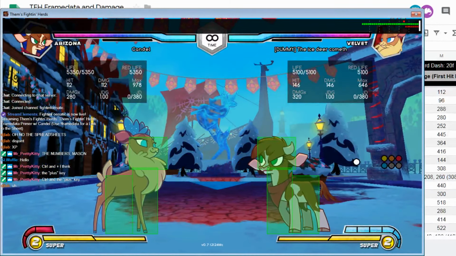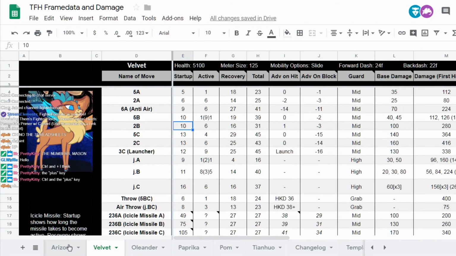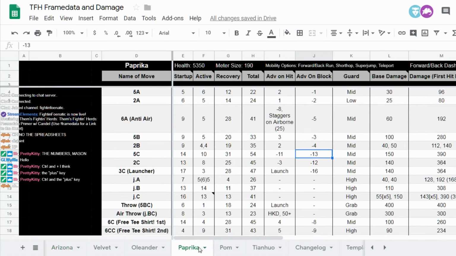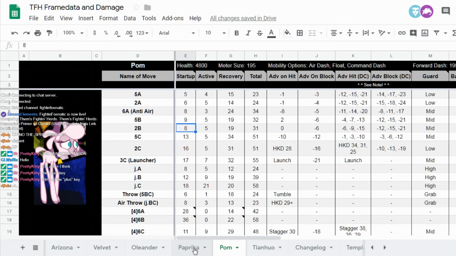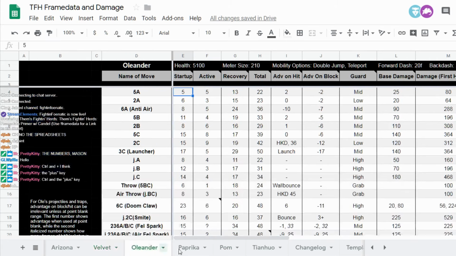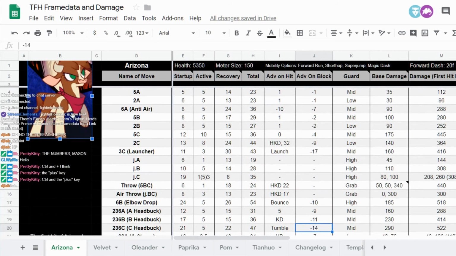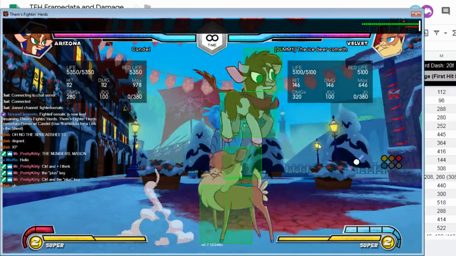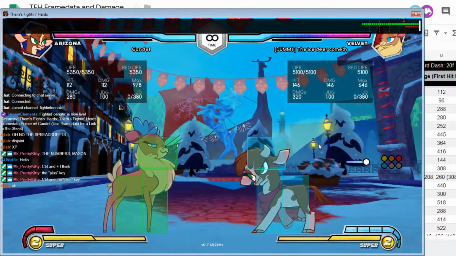So you can look at moves and see how punishable they are. For instance, if we look at Arizona's C headbutt, it's minus 14. Now, most heavies in this game are 12 to 14 frames, so it's going to be hard to time a heavy to punish a C headbutt, but it won't be too hard to time a medium normal, like a 5B. So you can experiment with moves and see how that works.